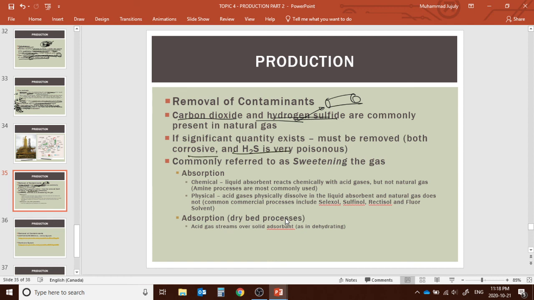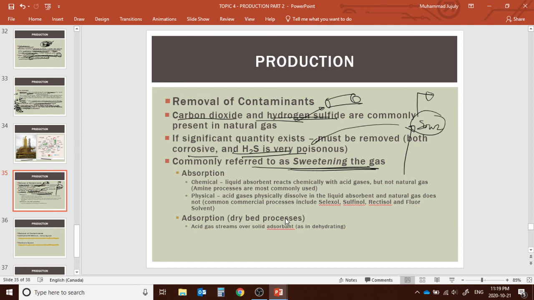Okay, so sour gas means the presence of hydrogen sulfide. In most cases, the natural gas which just comes out from the reservoir is sour gas. That means it contains hydrogen sulfide. Then we have to remove the sulfur, and then we make it sweet. So sweetening the gas means removing the hydrogen sulfide.